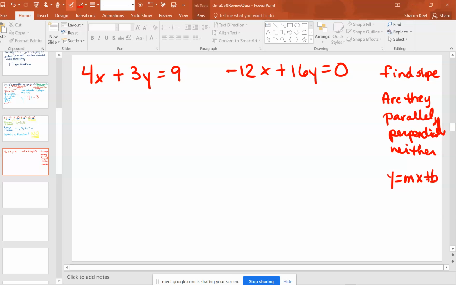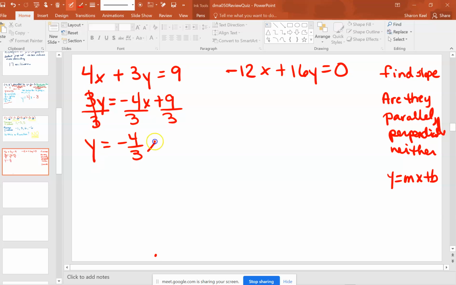To determine the slope, we want them to be in the form y equals mx plus b. So here we have 3y equals, move the 4x over, and we get -4x plus 9. We then have to divide each term by the 3 to get y alone. So y equals -4/3 x, and 3 goes into 9 3 times. So the slope of this first equation is -4/3. Only write the number -4/3. Do not include the x.